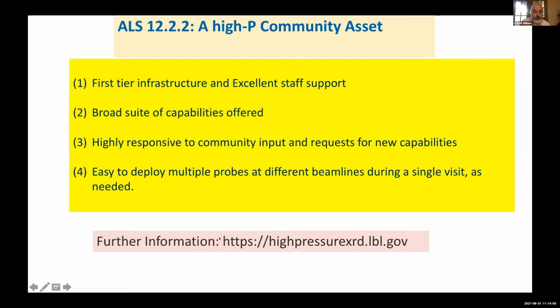And if you want further information, that's our website. I will note that this is a particularly inconvenient time if you are interested in time at the ALS, because our deadline for beam time requests is tomorrow. With that, I will stop there.